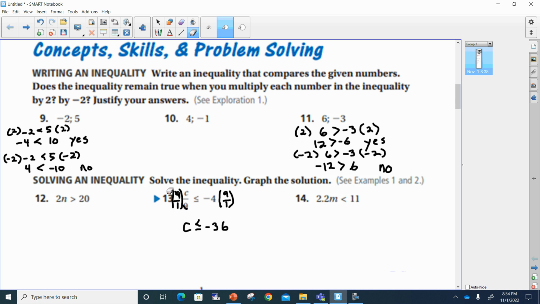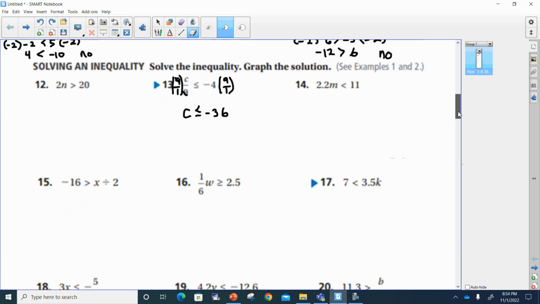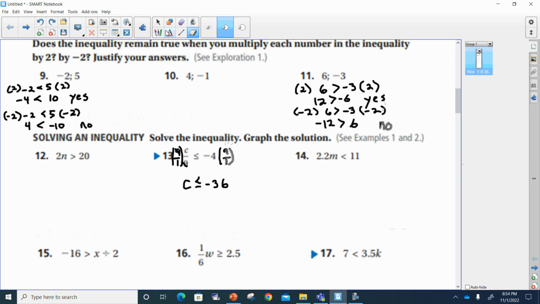Make sure there's no negative sign over here. No, there wasn't. Good. All right, let's go back over here now to number 15. Oh, wait a minute. It does say graph the solution, doesn't it? Almost forgot that. So let's graph these out. If I graph this out, I'm going to have negative 36 here. I'm going to have a dot because this can be equal to it. And so C is less than this. I'm going to shade in all the numbers that are less than.